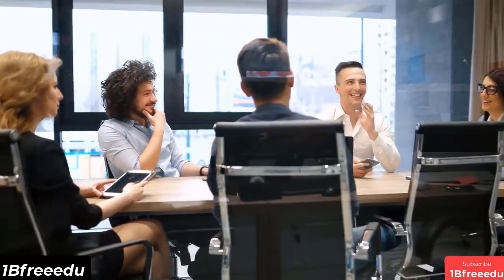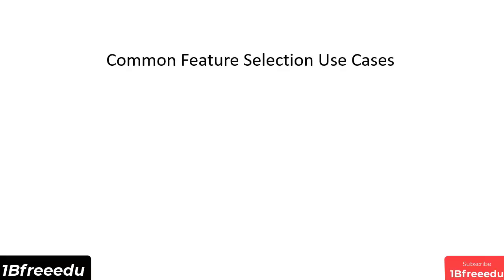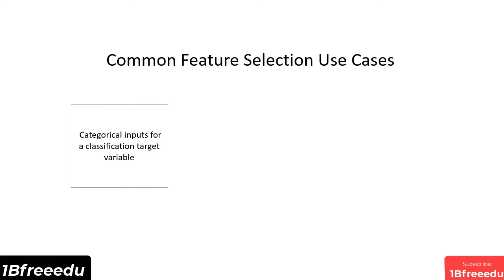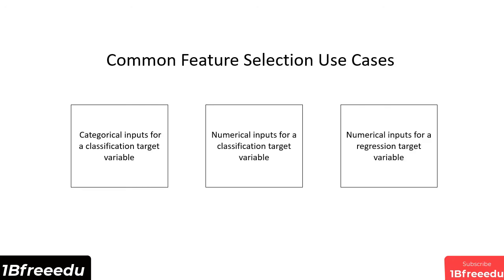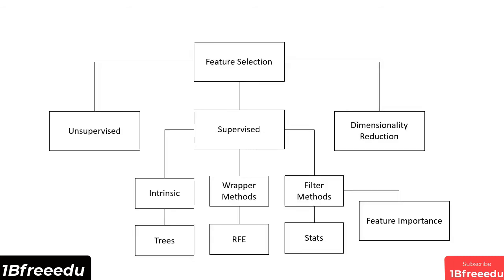Additionally, there are different common feature selection use cases you may encounter in a predictive modeling project. For example, categorical inputs for classification target variables, numerical inputs for a classification target variable, numerical inputs for regression target variables. When a mixture of input variable data types is present, different filter methods can be used. Alternatively, a wrapper method, such as the popular recursive feature elimination, can be used that is agnostic to the input variable type. We're going to explore RFE later in the course.